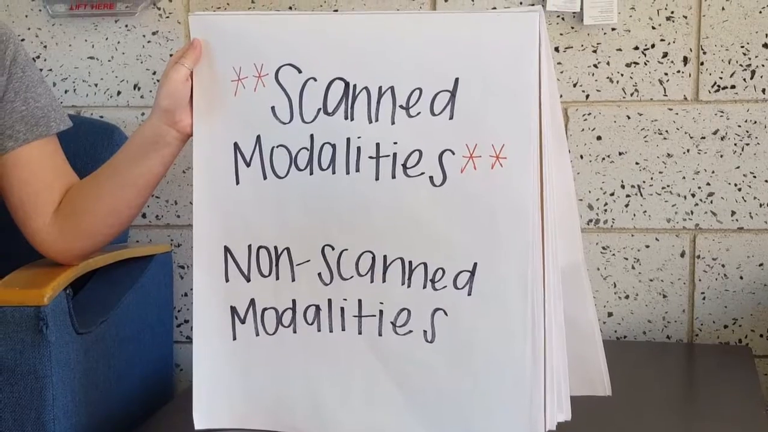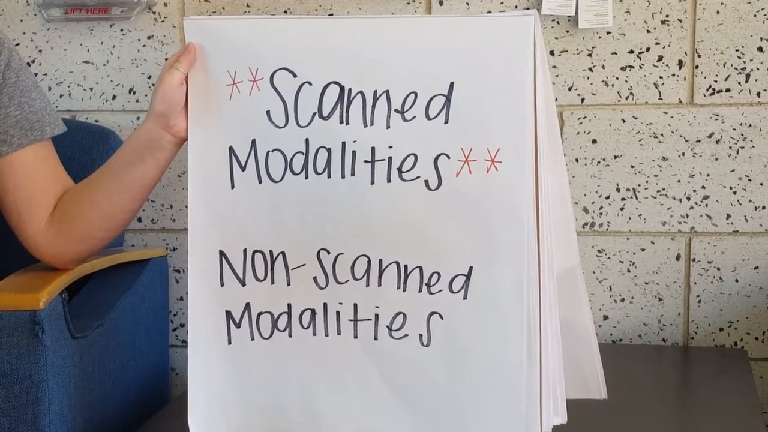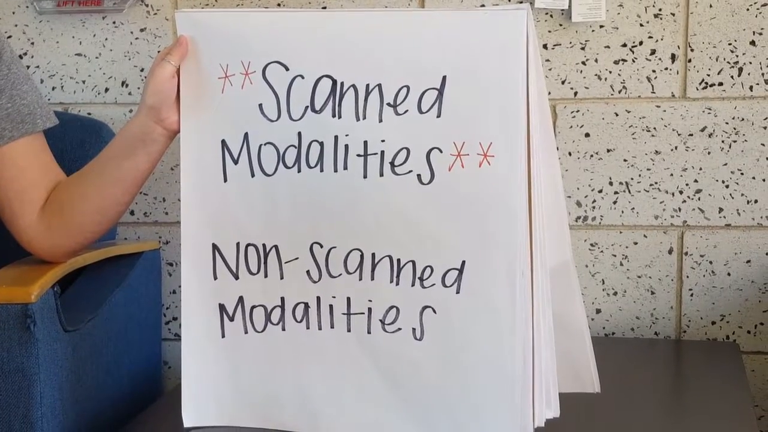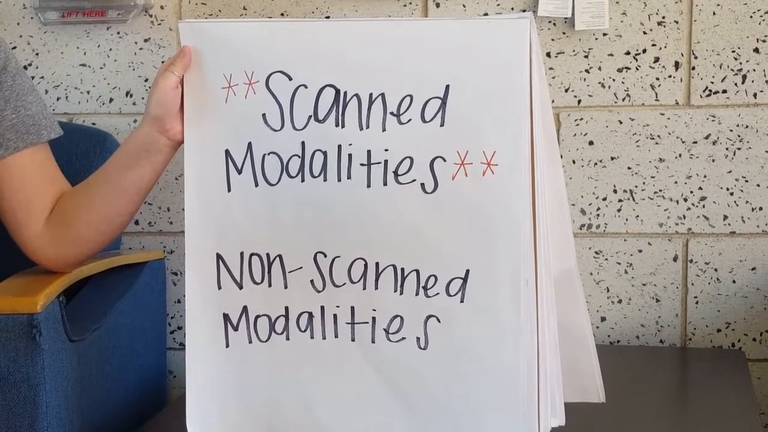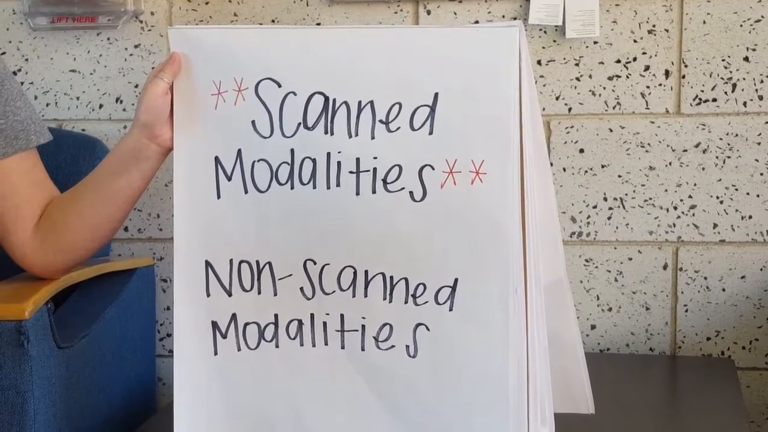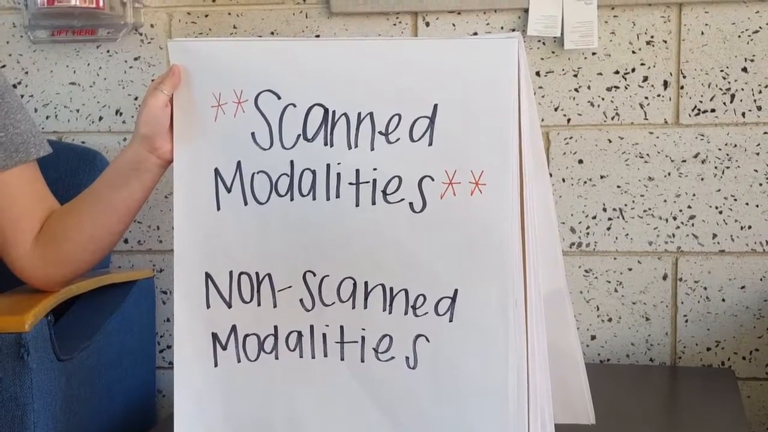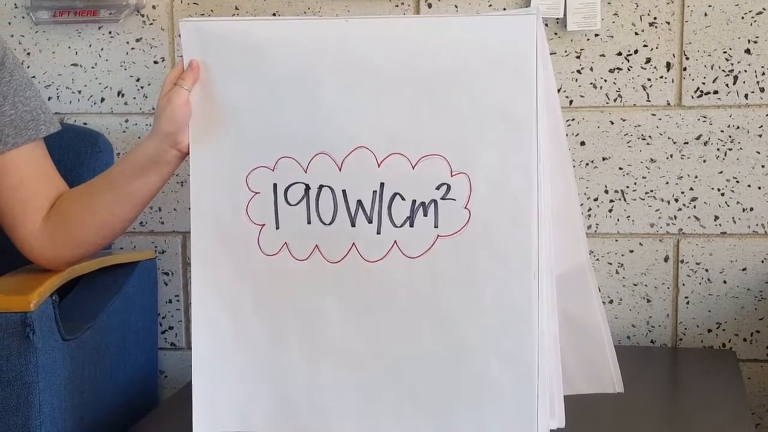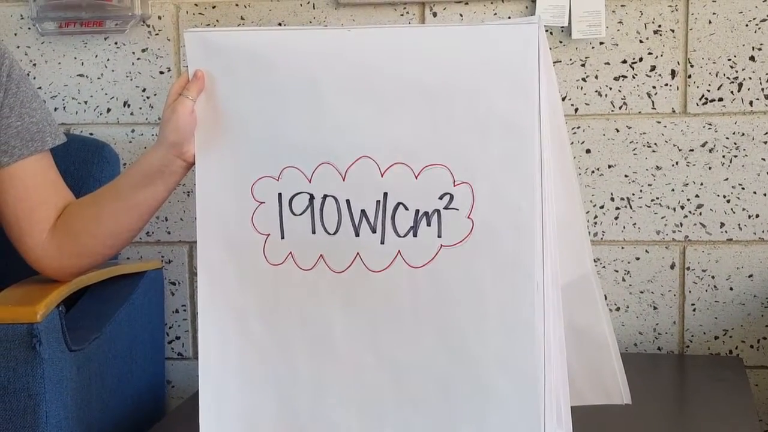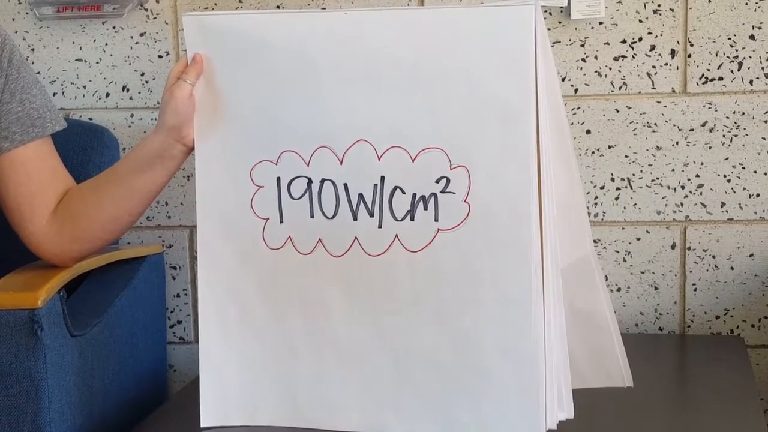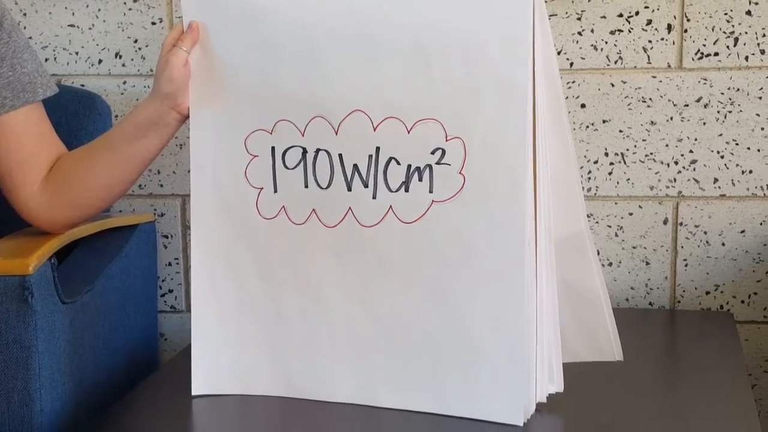Unlike thermal bioeffects, the greatest risk for mechanical bioeffects are scan modalities. Examples of scan modalities are 2D and color Doppler. Examples of non-scan modalities are continuous wave Doppler, pulse wave Doppler, M mode, and A mode. Mechanical intensity levels are kept below 190 watts per centimeter squared to minimize risk of cavitation.